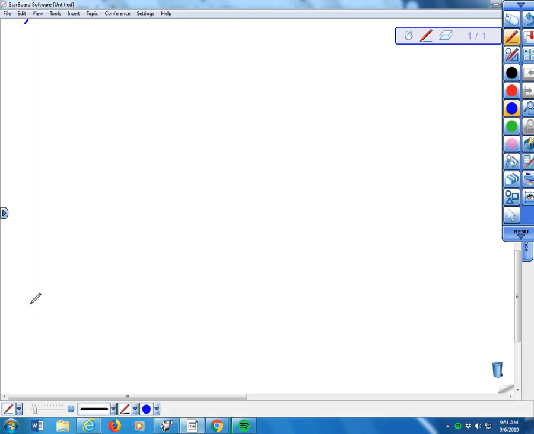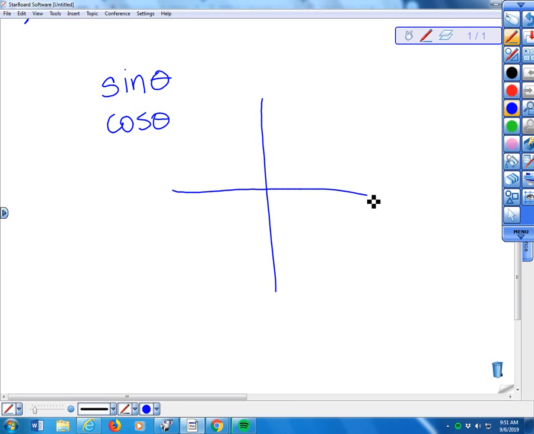Domain and range. So let's think of sine theta, cosine theta. When we look at the unit circle, and any triangle I draw in the unit circle, is there any number that could make sine or cosine undefined? 270 degrees? Or like all the 90 degrees?